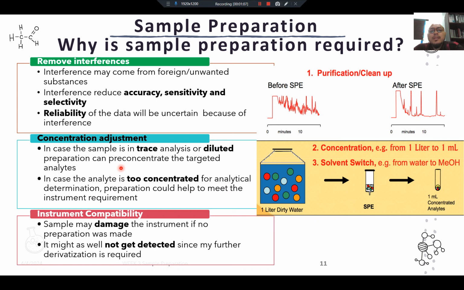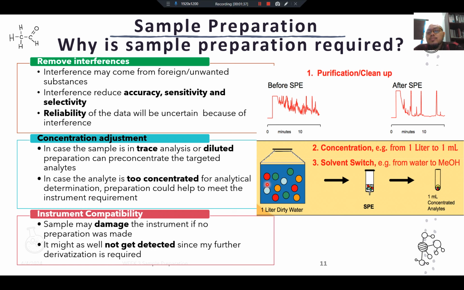The second one is the concentration adjustment, especially in fire analysis. The amount of the accelerant found is highly likely to be a trace amount. So your accelerant might get diluted in the water, or seep into the soil, so you need to concentrate it into a small volume, so it becomes more concentrated.